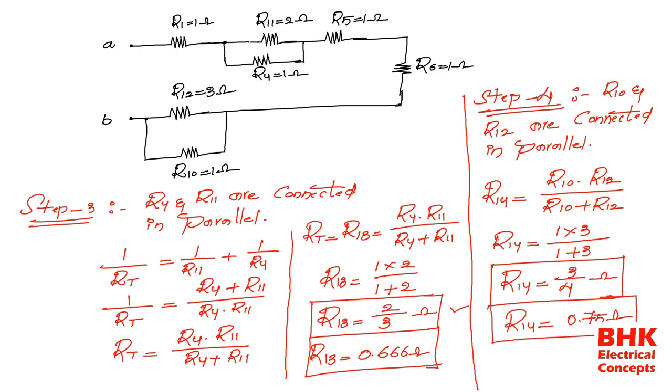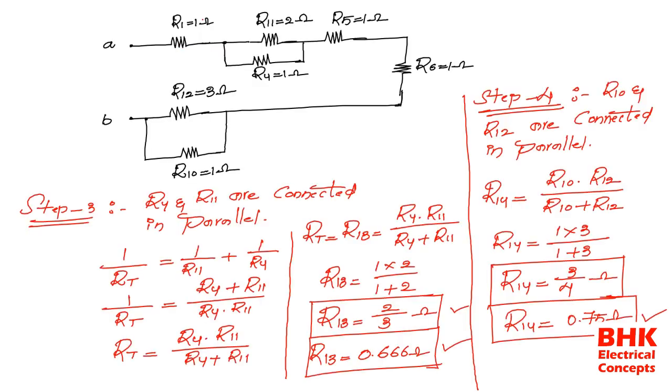Okay, now R13 is the resultant of the parallel combination of R4 and R11, and R14 is the resultant of the parallel combination of R10 and R12. Now what I am doing, again I am going to place the R13 value and R14 value in the actual network. Okay, now what will happen? Just see here.